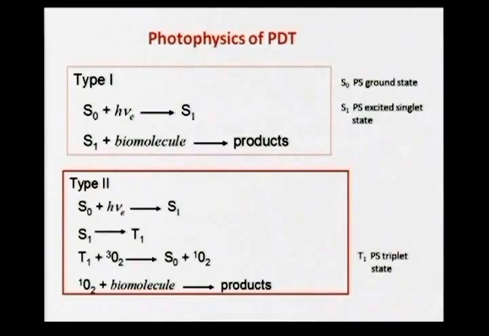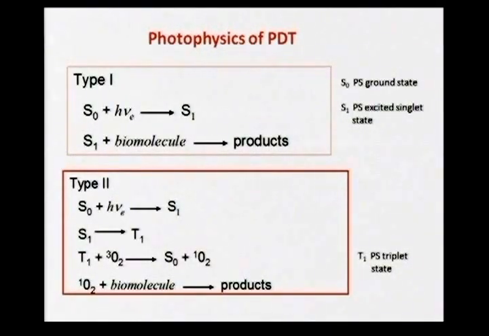You know by now that in terms of the photophysics of PDT, there are two main pathways. One is type 1, where the ground state of the photosensitizer absorbs the light energy, is excited to a singlet state, and then that singlet state directly interacts with some biomolecule, some target, and produces some products.